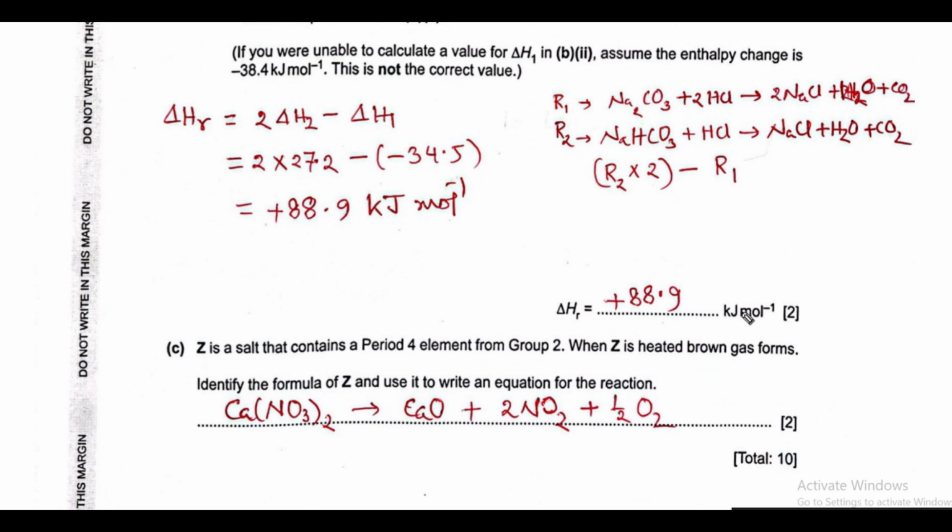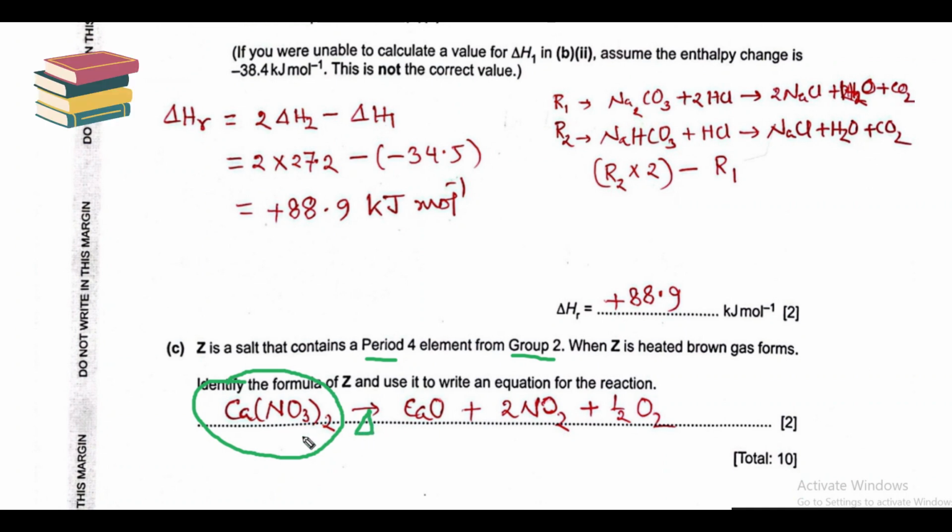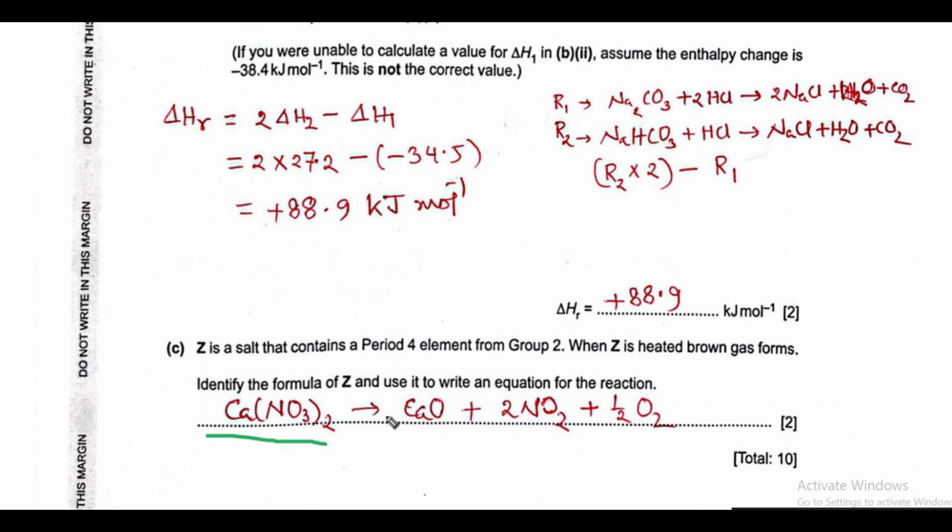This is group 2, period 4, so the metal will be calcium and Z will be calcium nitrate. If you heat calcium nitrate, a group 2 nitrate, it will form group 2 oxide plus brown fumes of nitrogen dioxide plus oxygen. So calcium nitrate decomposes to form calcium oxide, brown fumes of nitrogen dioxide, plus oxygen.